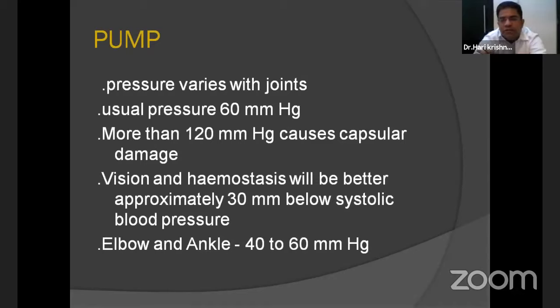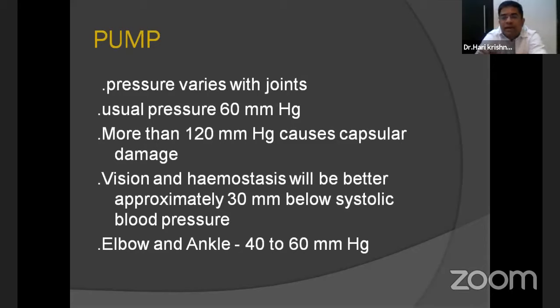The vision and hemostasis will be better at approximately 30 mm below the systolic blood pressure. So if the systolic blood pressure is 100, it is better to have the pump pressure at 60 to 70 millimeters of mercury, because usually in shoulder surgery we give hypotensive anesthesia. So if the systolic is 100, 60 to 70 will give a better visualization of the field.